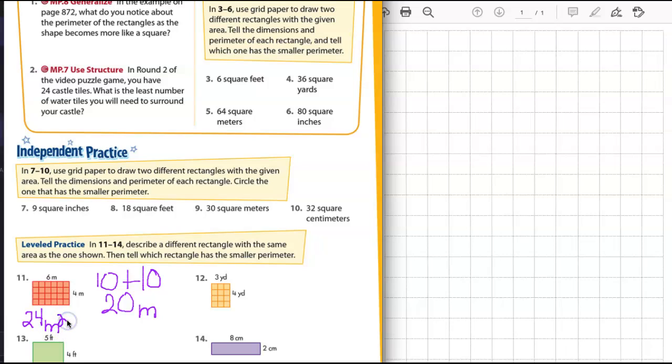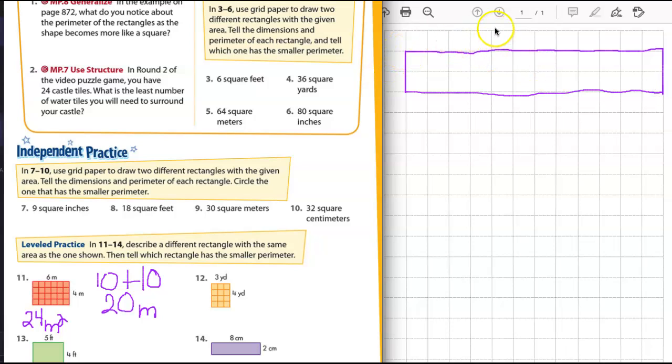And if I want to draw a different one over here, I need to have the same area. So 24. So I'm going to draw mine to be 2 by 12. 1, 2, 3, 4, 5, 6, 7, 8, 9, 10, 11, 12. I just had enough room. And then by 2, and by 12 again. I'm trying to go too fast.